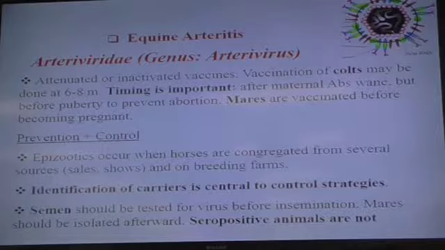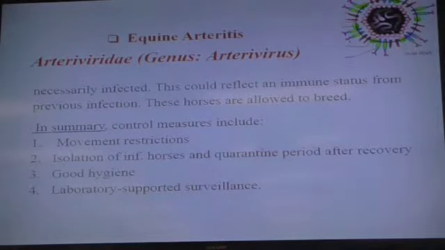to breed. However, those that have both, it means they have antibody against the virus in the blood circulation and the virus in the semen, are removed from breeding strategies or breeding protocols. So in summary, the control includes movement restrictions, isolation of infected horses and quarantine period after recovery, good hygiene, and surveillance by laboratory tests.